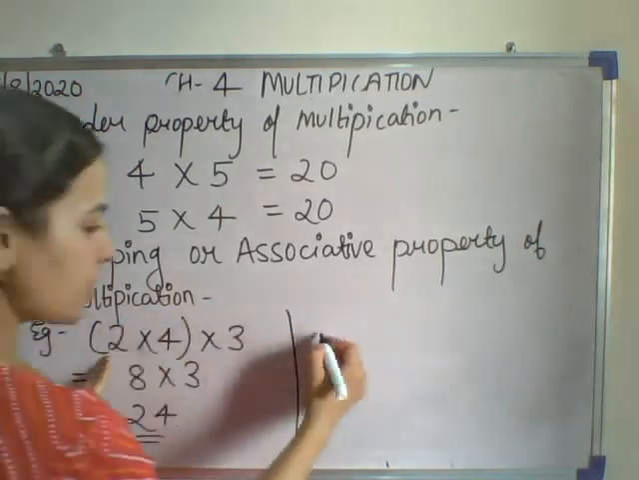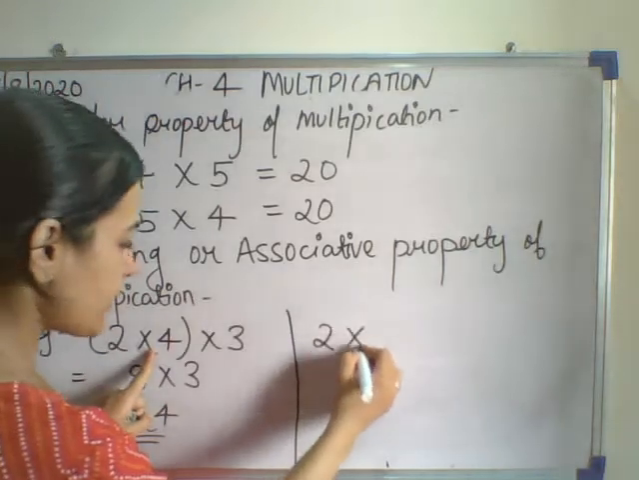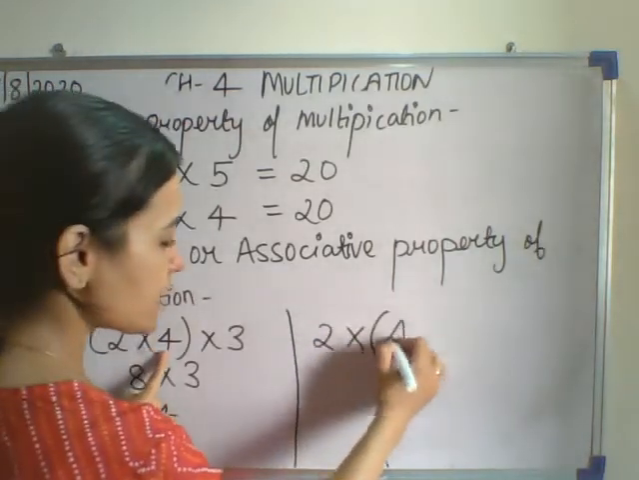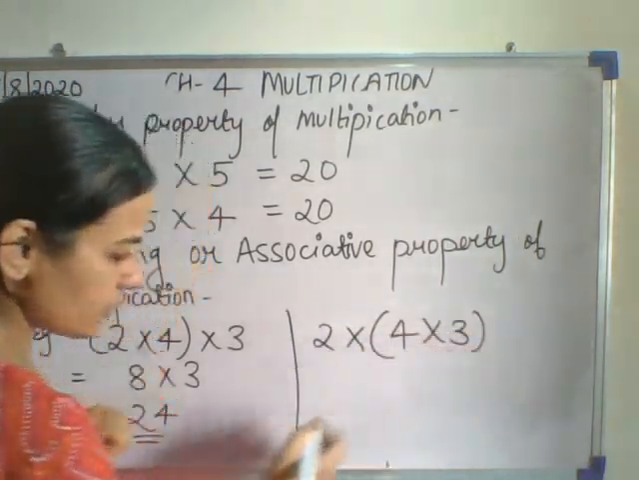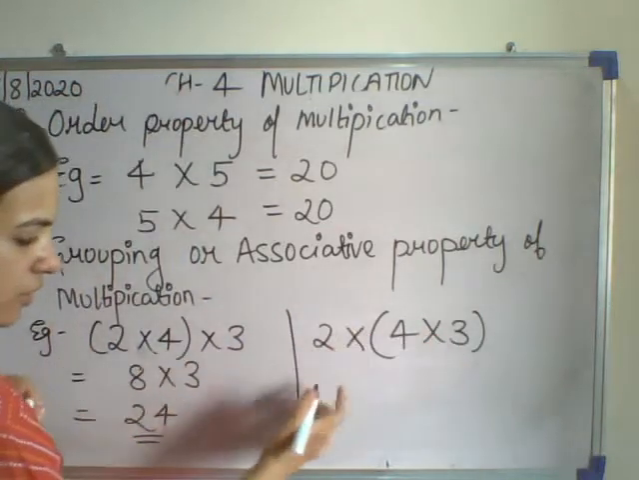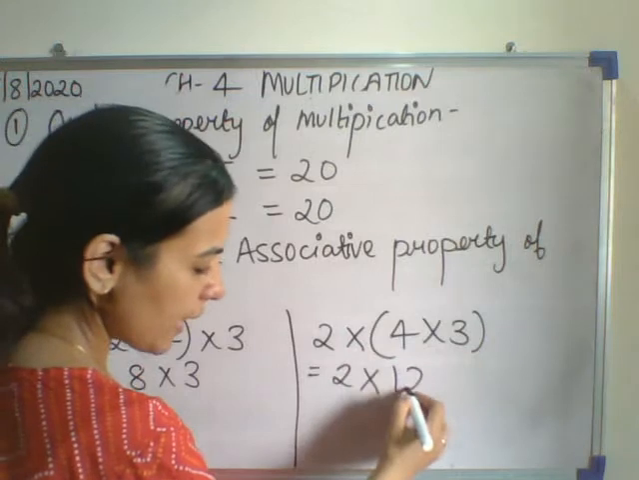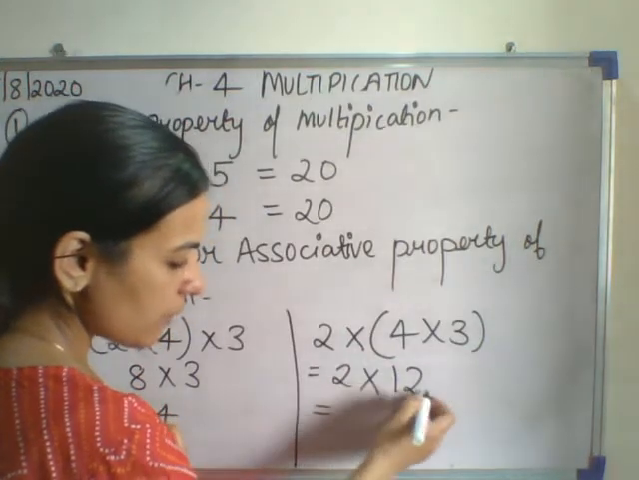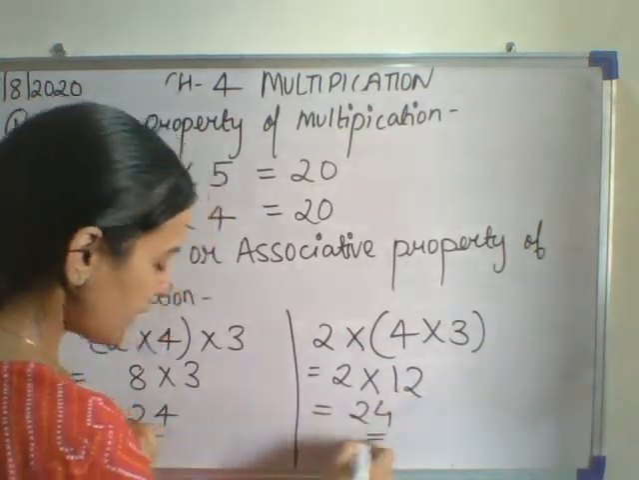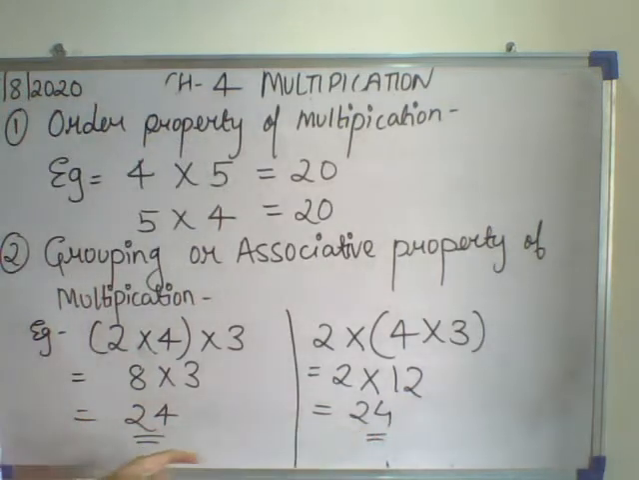If I change this group now, if I write it like this, 4 into 3, yes, I have changed it here. So what will be the answer? 2 multiplied by 4 3s are 12, and 2 multiplied by 12 is 24. The answer is the same. You can see here both answers are 24.